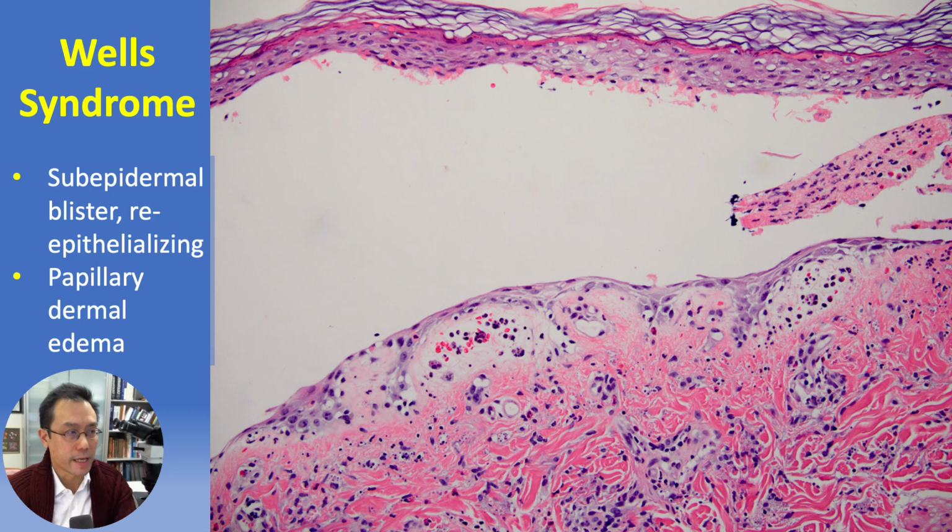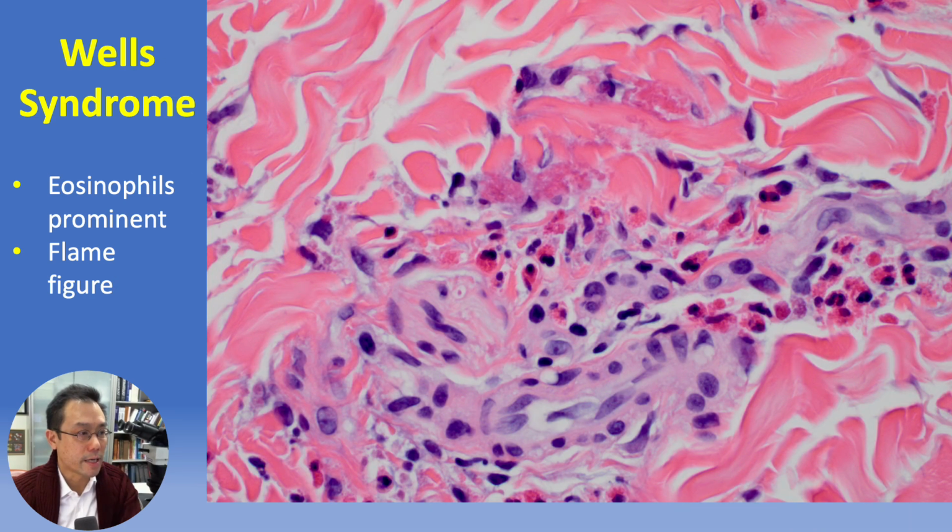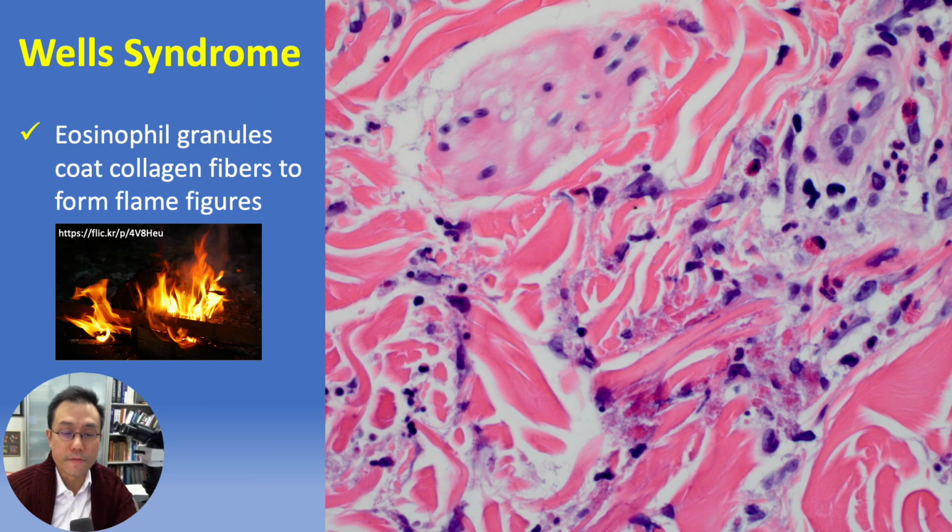In this particular case that presented as bullous eosinophilic cellulitis, there is papillary dermal edema and a partly re-epithelialized subepidermal blister, with the presence of relatively small flame figures and invariably prominent extravascular eosinophils, many of them continuing to degranulate and overtly, selfishly feeding their own flames.